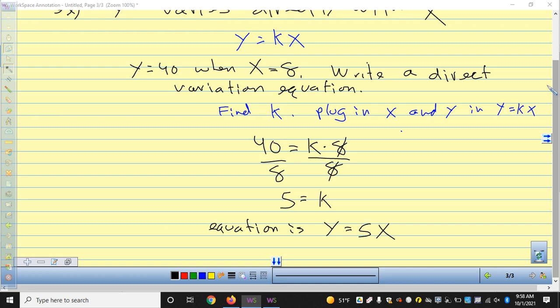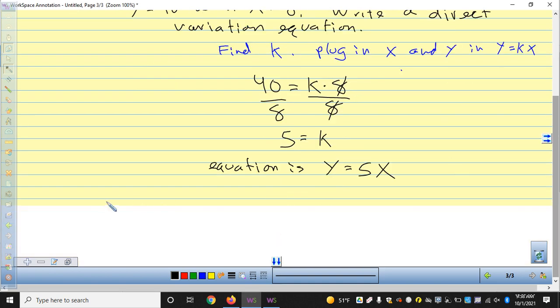Yes? Oh, never mind, sorry. How did you get from 5 equals k to y equals 5x? So our direct variation always looks like y equals kx. So we used this x and this y to figure out what k was. So then I just plugged, I said, well, y equals kx. My k in this case is just 5. Okay.